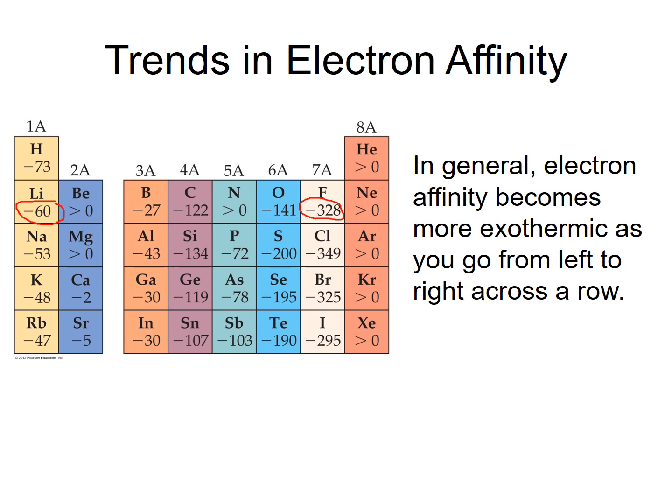But the overall trend for any of these, notice, is more exothermic or more negative as I go from the left-hand side of the periodic table to the right-hand side. Again, we're just looking at the overall trend, not at all the various glitches here.